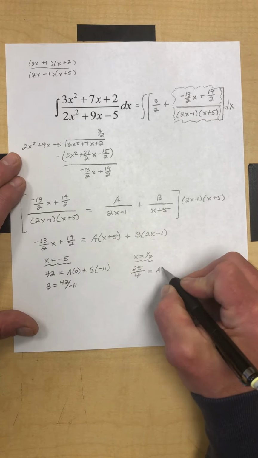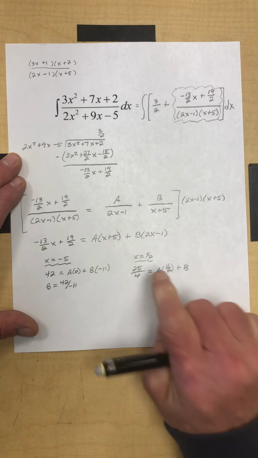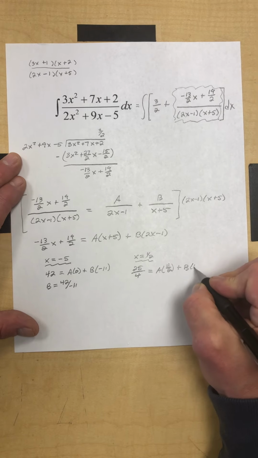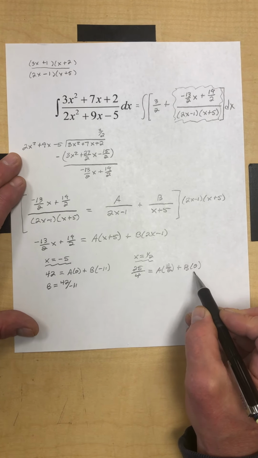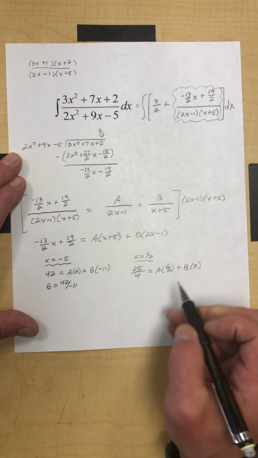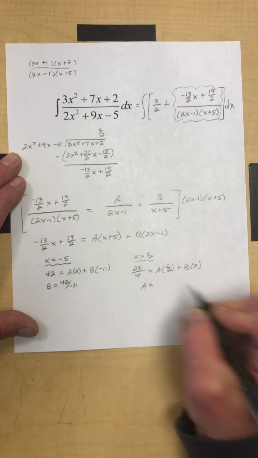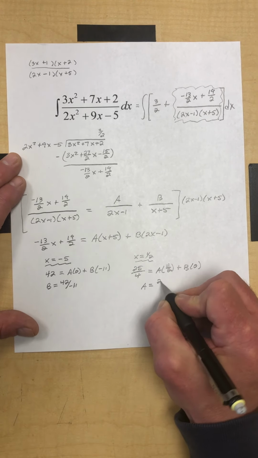So that's a times 11/2 plus b. When I put 1/2 in here, I get 0, so this goes away. And I would have to take the 25/4 and divide by 11/2. So my a is going to be 25 over 22.